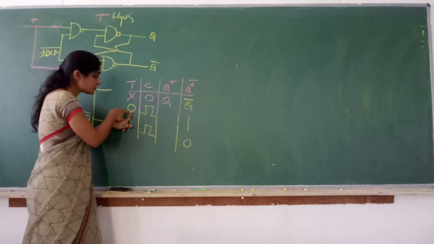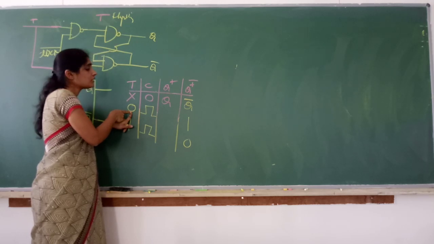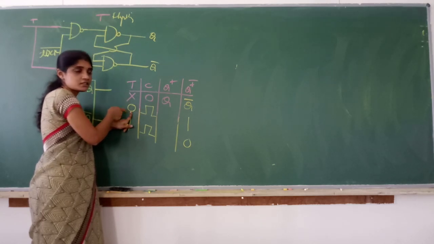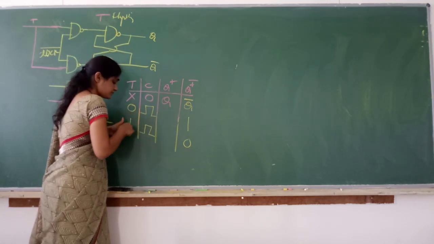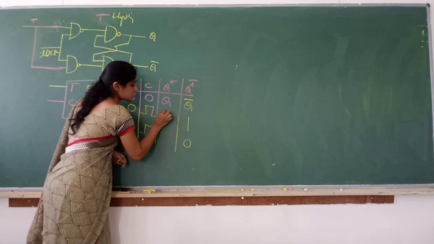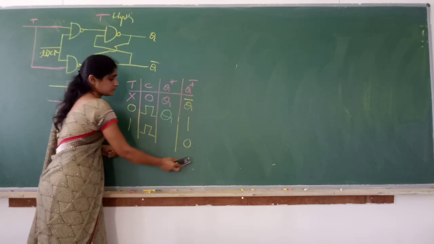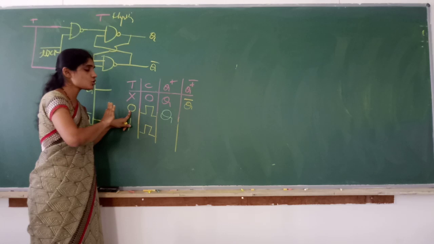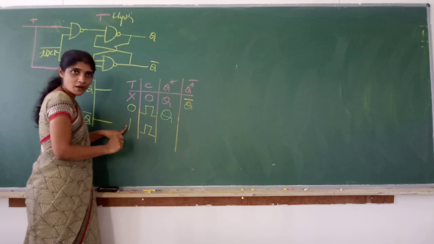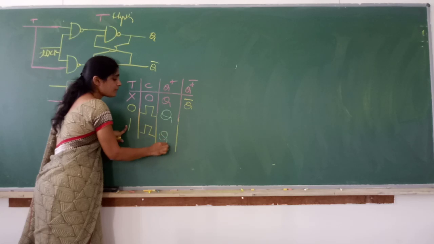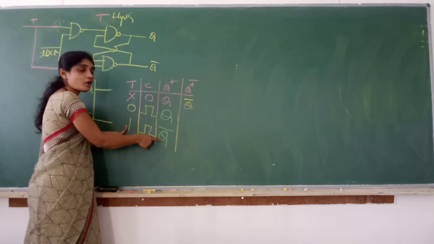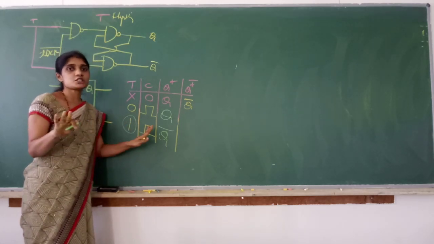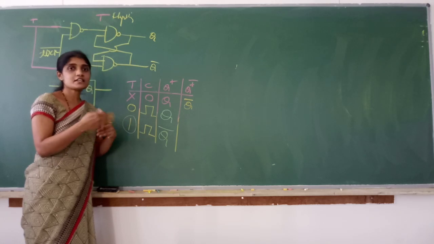See, look at here. Please be very attentive. If T is 0, toggle input is 0, the next state is same as previous state. If your T input is 0, next state will be same as previous state. No change in the flip-flop state. If T is 1, next state is the complement of previous state. So, flip-flop output toggles only when T is 1. If you are giving T as 0, no change in the flip-flop state. If you are giving T as 1, it toggles.